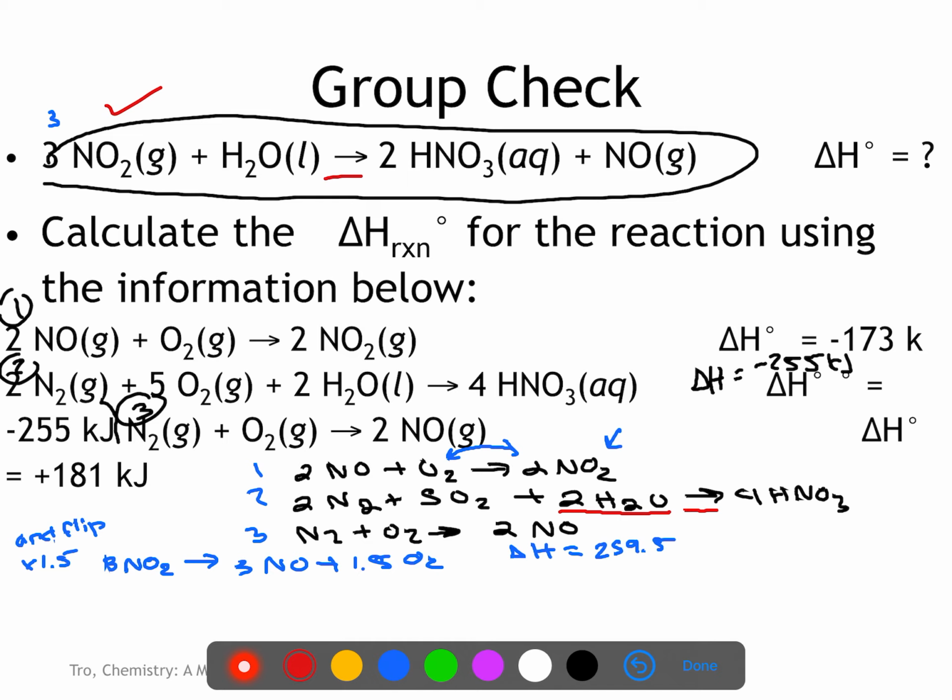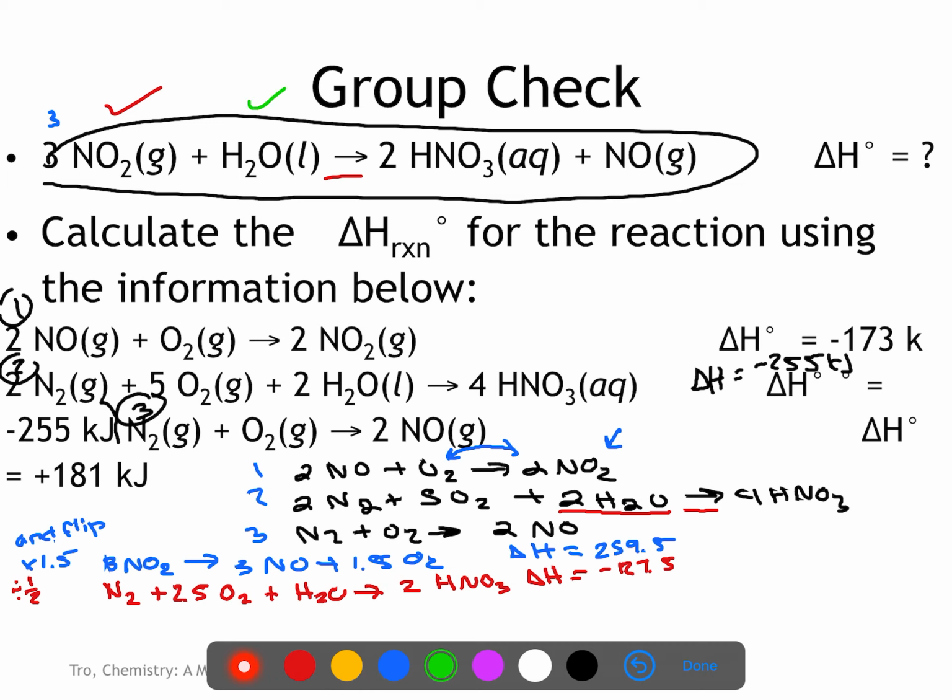In order to get 1, I will have to divide the whole equation by 2, which will give me N2 plus 5 divided by 2. I'm going to leave it as a decimal. You can always leave it as a fraction. It's 2.5 O2 plus 1 water makes 2 HNO3. And then I have to also do that with the enthalpy. So then the enthalpy will be negative 255 divided by 2, which is negative 127.5. So then last one.